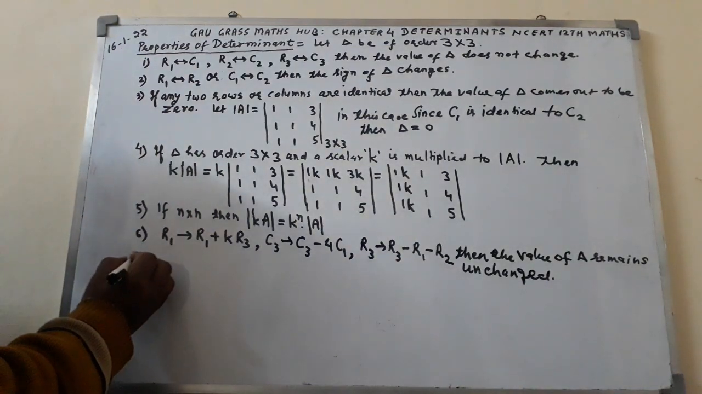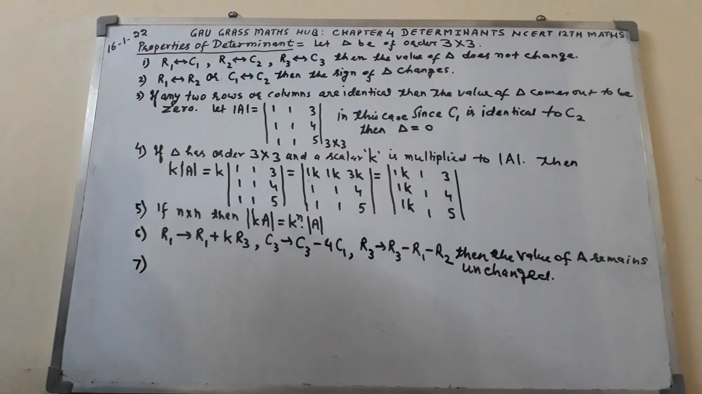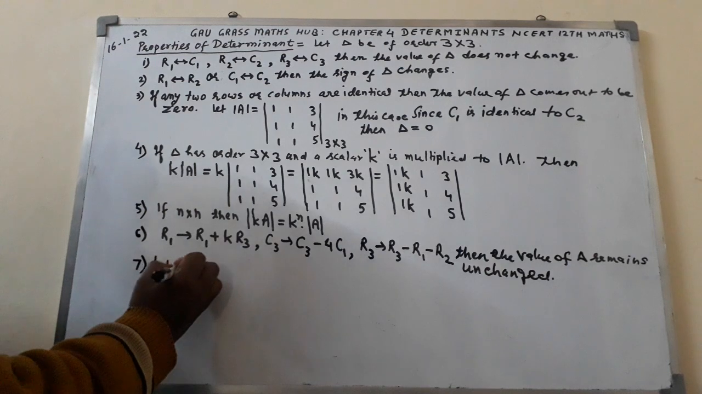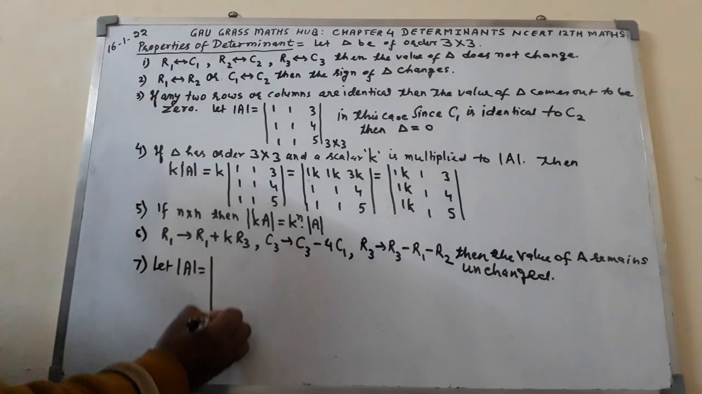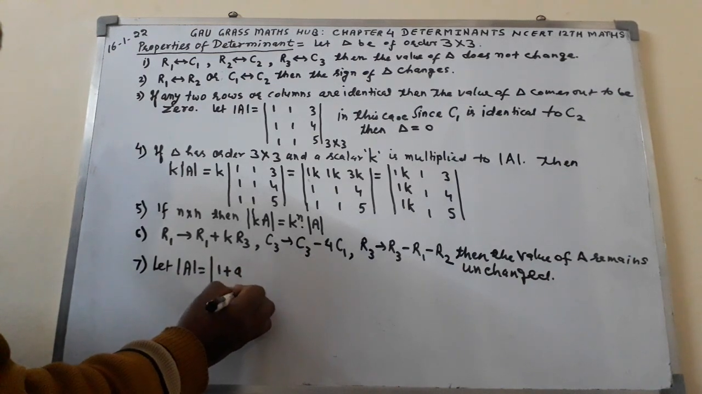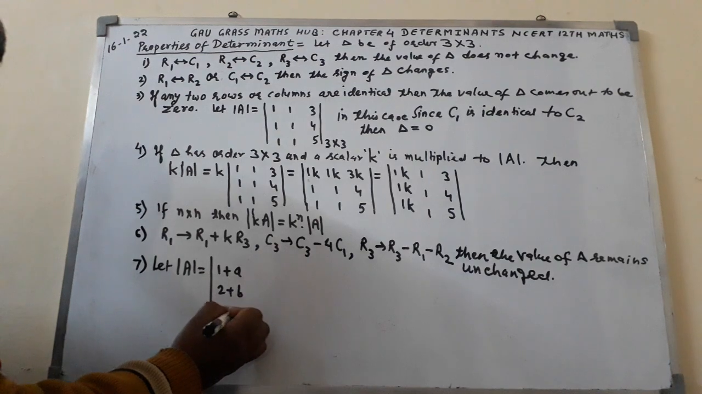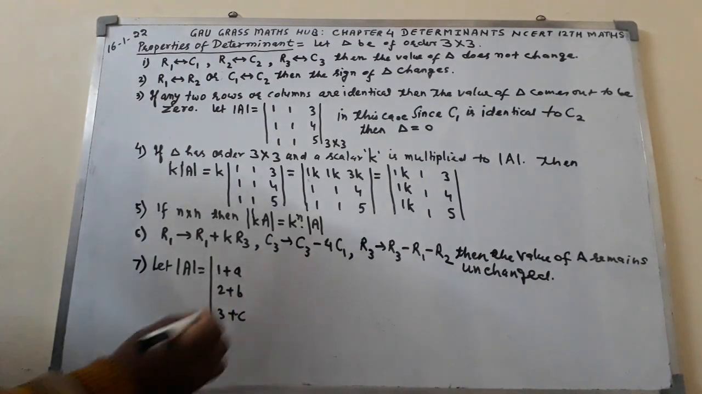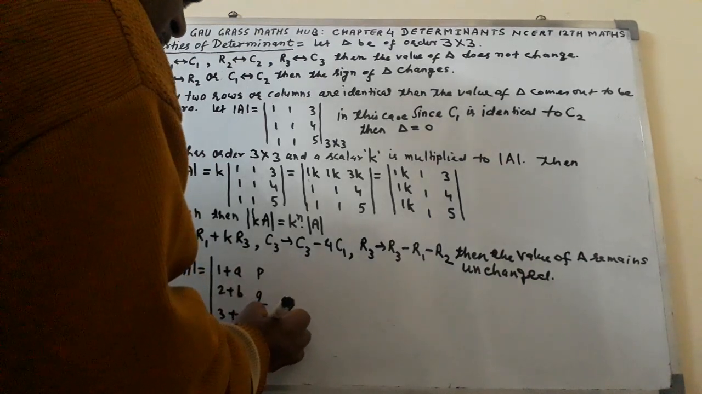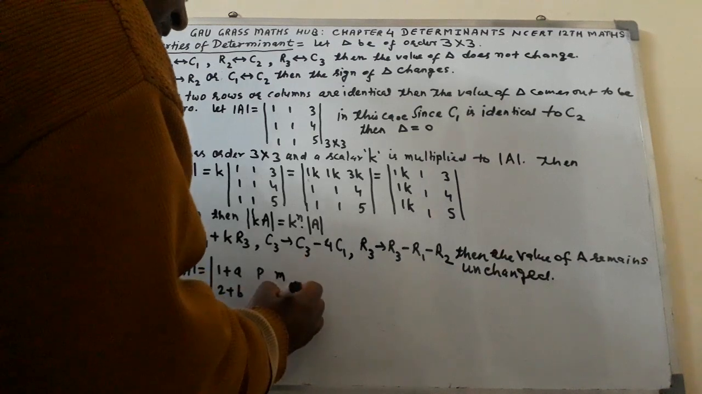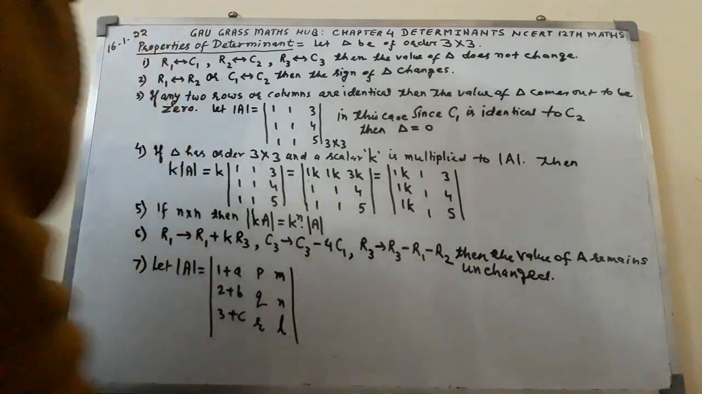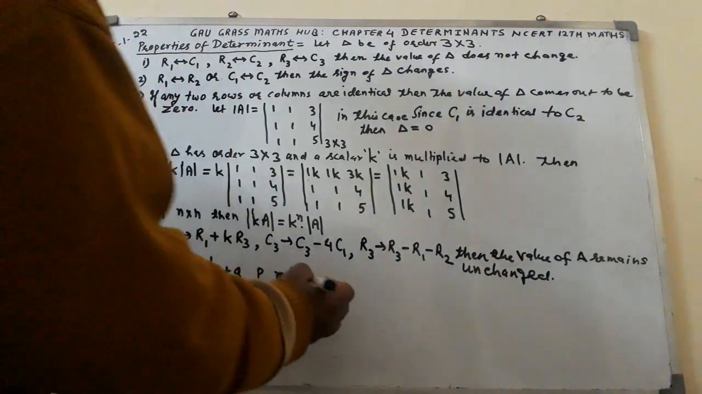Seventh property I shall take here. Let determinant A is equal to the determinant with first column 1 plus A, 2 plus B, 3 plus C, and the other columns P, Q, R and M, N, L. In this case, I can write very well.